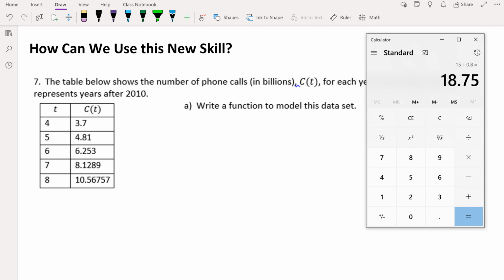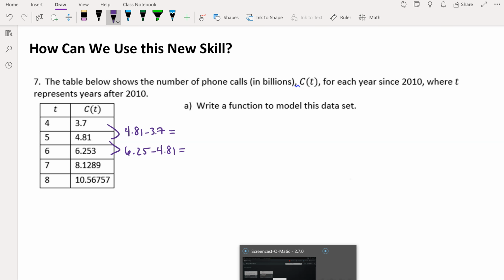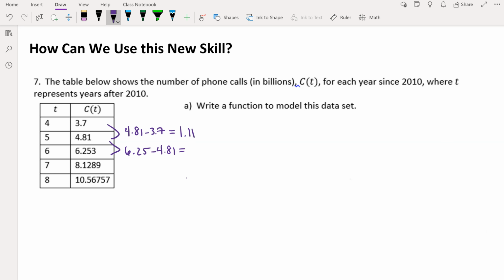How do we double check? First, I would do the test to check if it's linear. So I would do 4.81 minus 3.7, and then I would do 6.25 minus 4.81. See if you get the same numbers there. If you get the same numbers there, this table is linear. So let's try it. 4.81 minus 3.7 is 1.11. So here we get 1.11.